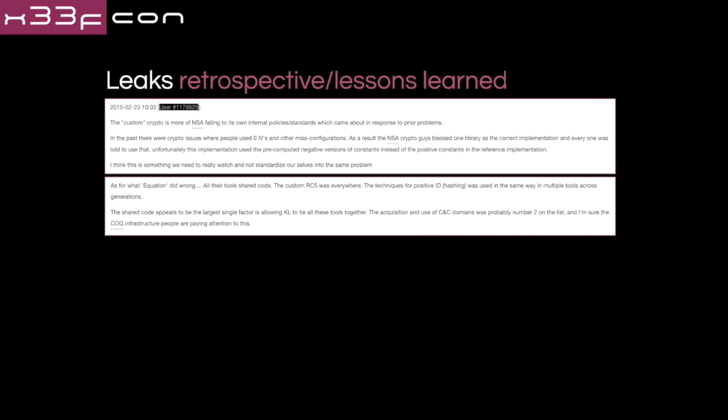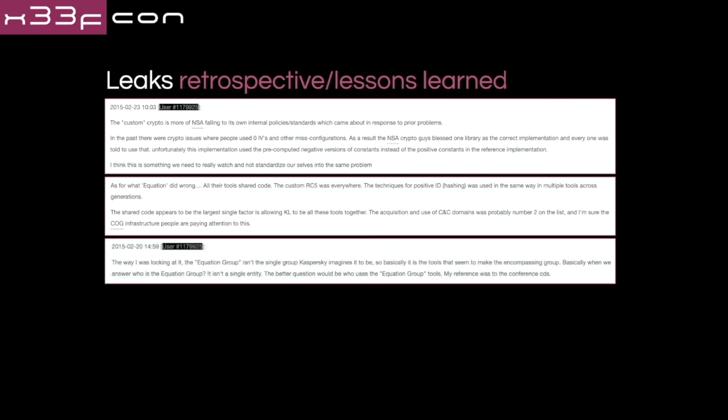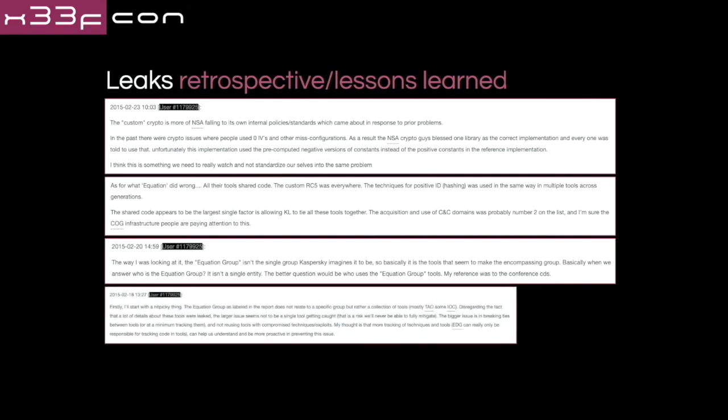Now, another very interesting comment is this one. I'm quite sure that a lot of people, and I also did it for some time, were referring to the Equation Group as the NSA. But here we read, actually from people working in the US intelligence community, in the CIA in this case, that the way I was looking at it, the Equation Group isn't the single group Kaspersky imagines it to be. So basically, it is the tools that seem to make up the group. And that follows up in another comment from the same user, a little bit earlier, that provides us a better understanding of that.